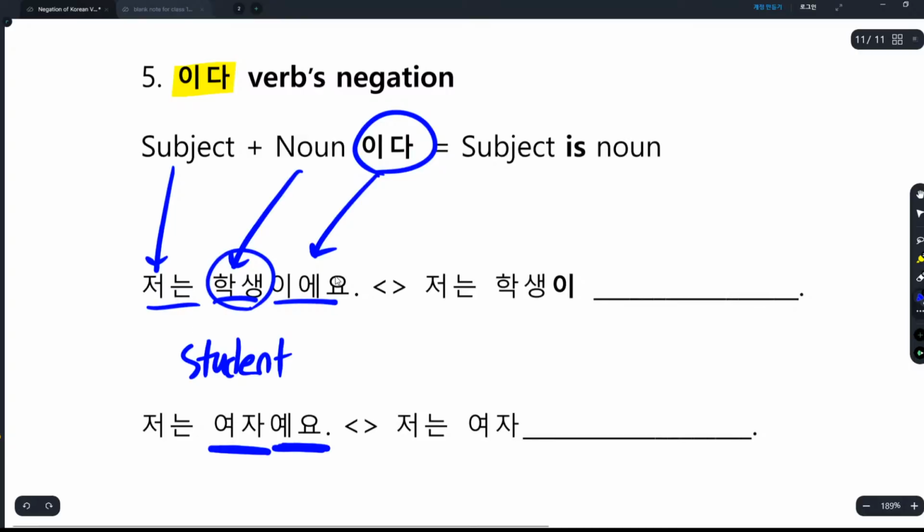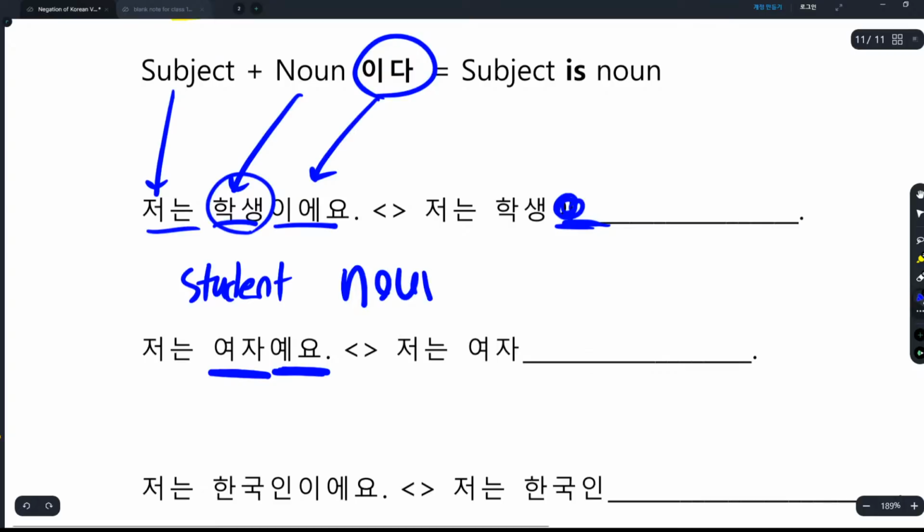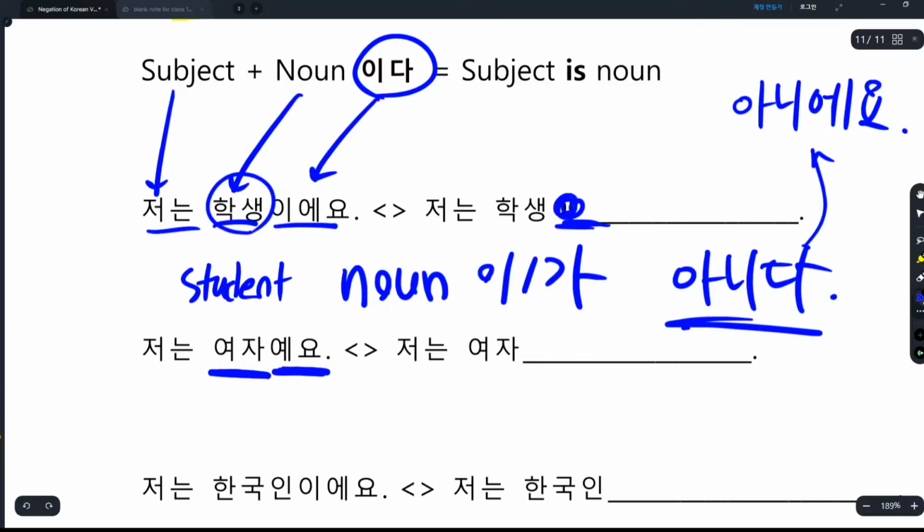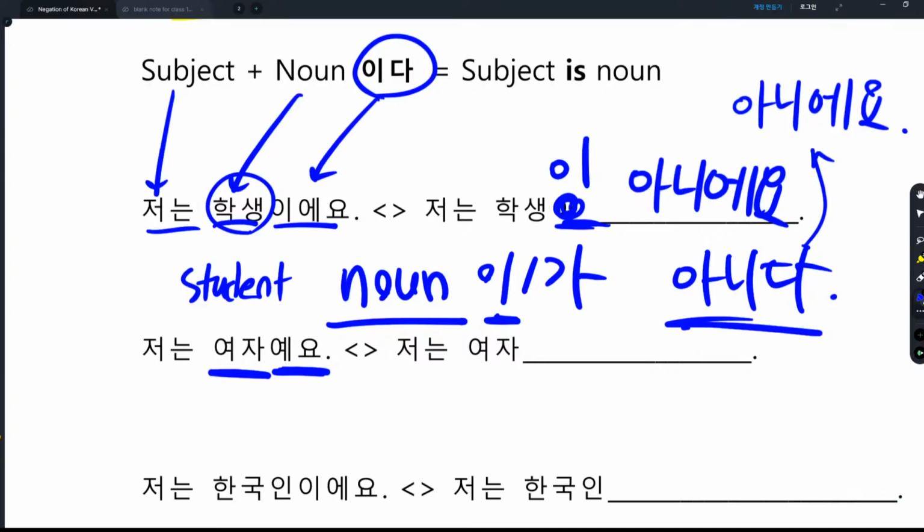And if you want to say I am not a student, oops, I gave you a hint already here. You can simply say noun 이/가 아니다. 아니다 means to be not, and if you conjugate this, it would be 아니에요. So you can say 저는 학생이, right? 학생 ends in 받침, so it should be followed by 이. 학생이 아니에요. 저는 학생이 아니에요.